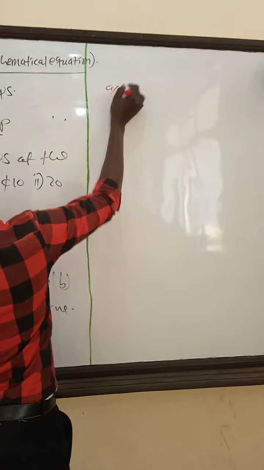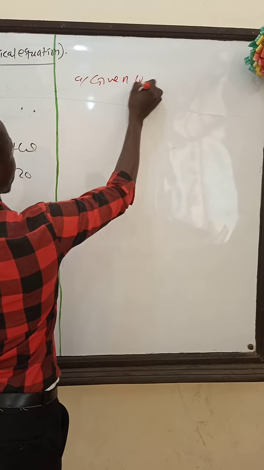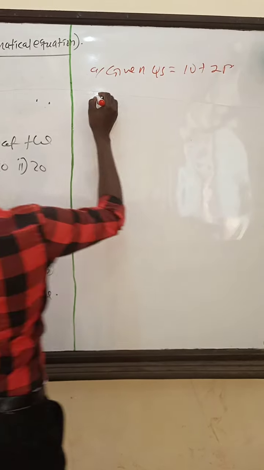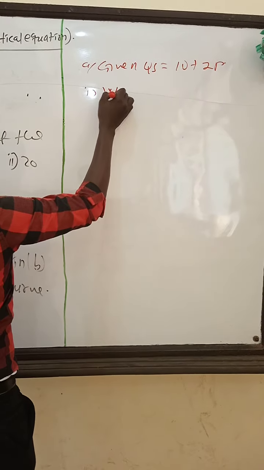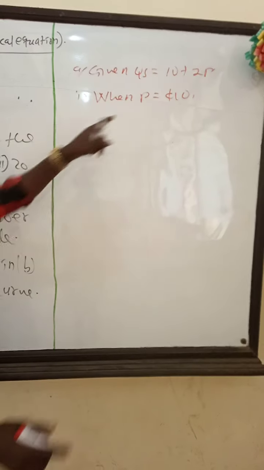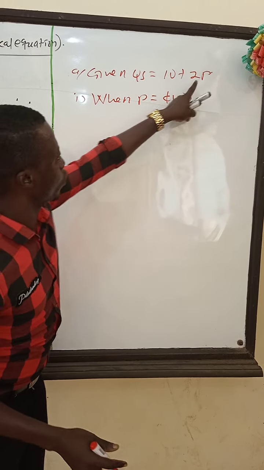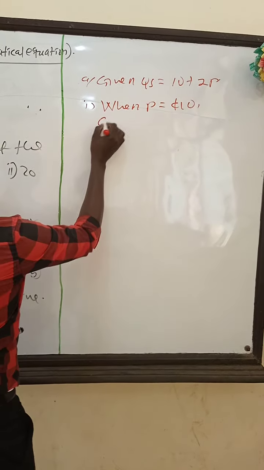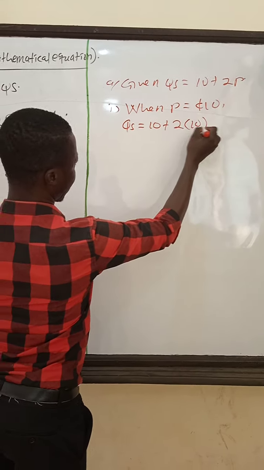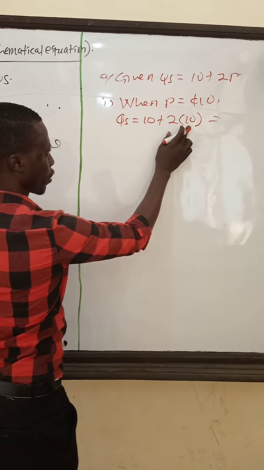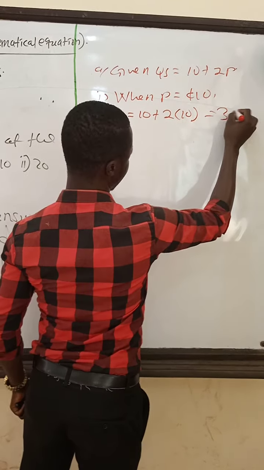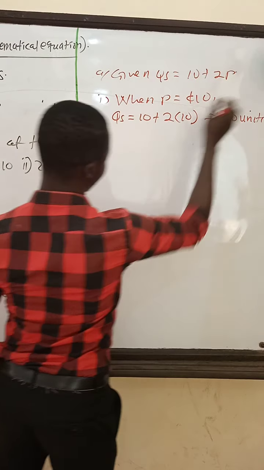First, we have been given QS equals 10 plus 2P. So when P equals 10 cedis, wherever you see P, you are going to put 10 there. So our QS will be equal to 10 plus 2 into bracket 10. Now remember, 2 times 10 will give us 20. 20 plus 10 will give us 30, so I have 30 units for I.